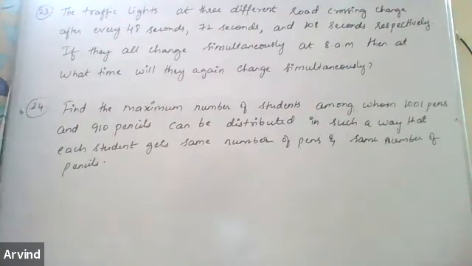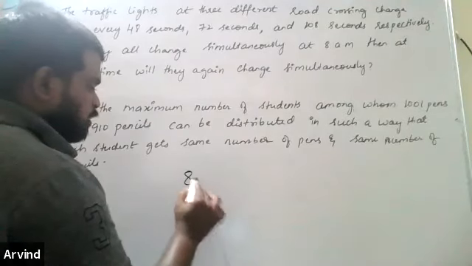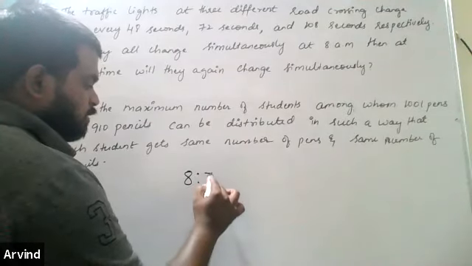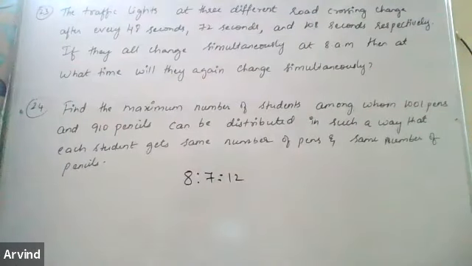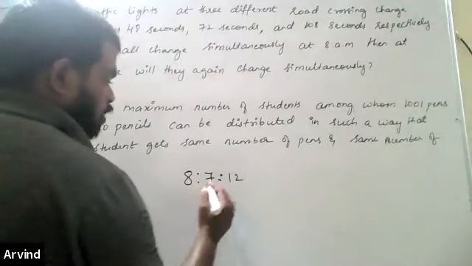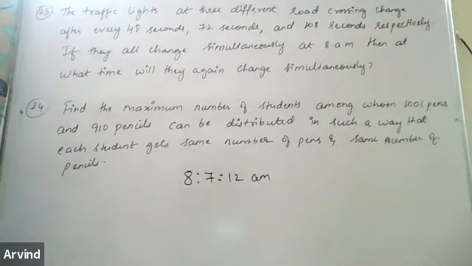Is it 2 seconds or 12 seconds? Check it properly. It should be 12 seconds, I guess. Yes, sir, 12 seconds. So you have to write it like this: 8 hours, 7 minutes, 12 seconds. At 8 o'clock, 7 minutes, 12 seconds AM. Okay. The next one, try it out by yourself. 24th one.